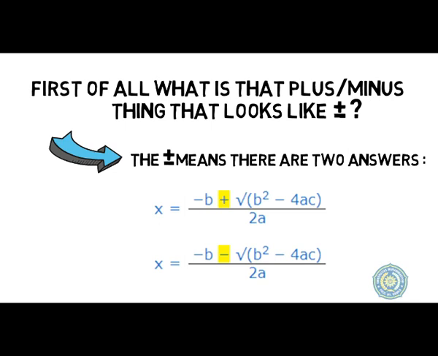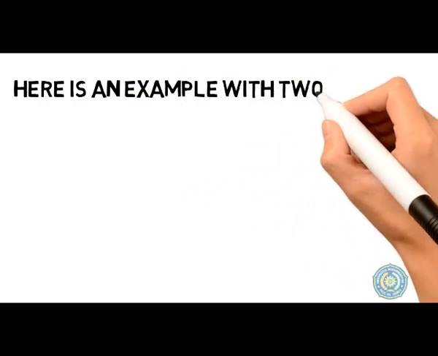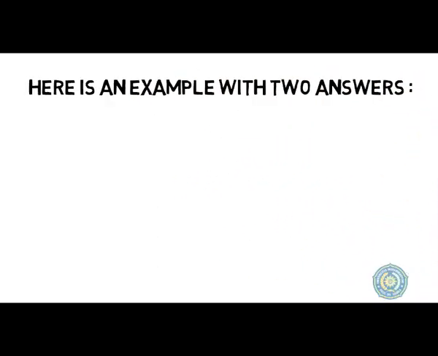x equal to minus b plus square root of b squared minus 4ac over 2a. x equal to minus b minus square root of b squared minus 4ac over 2a. Here is an example with two answers.